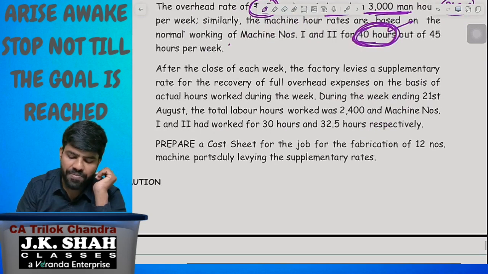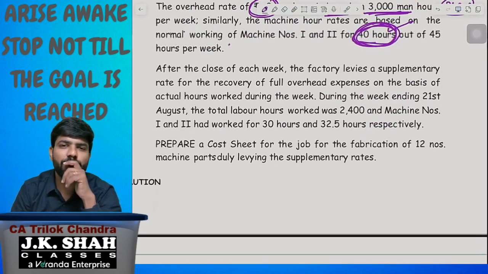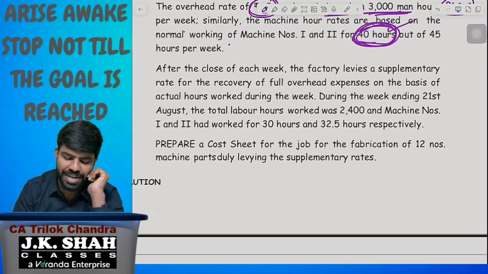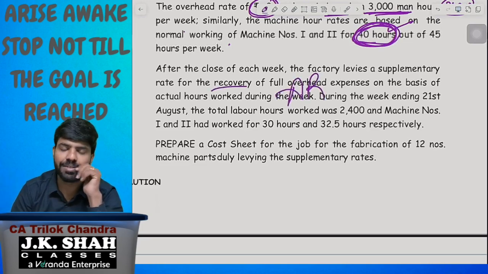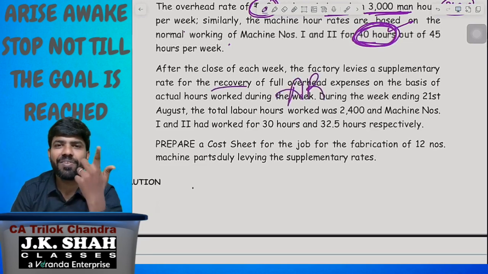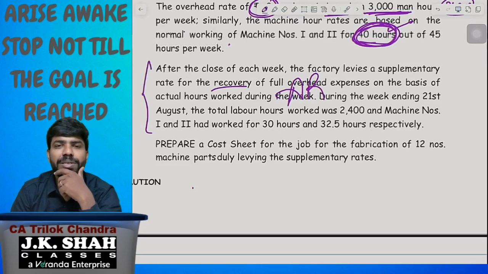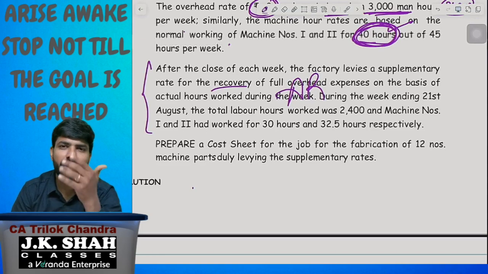Next. After the close of each week, the factory levies a supplementary rate for the recovery of the full overhead expenses on the basis of the actual hours worked during the week. Once the week gets closed, they are going to charge with the actual rate. What they given is budgeted rate and budgeted base quantity. Now they started speaking about actual rate. Once the week gets completed, they are going to levy with the actual rate, accounting based on the actual rate using supplementary rate.